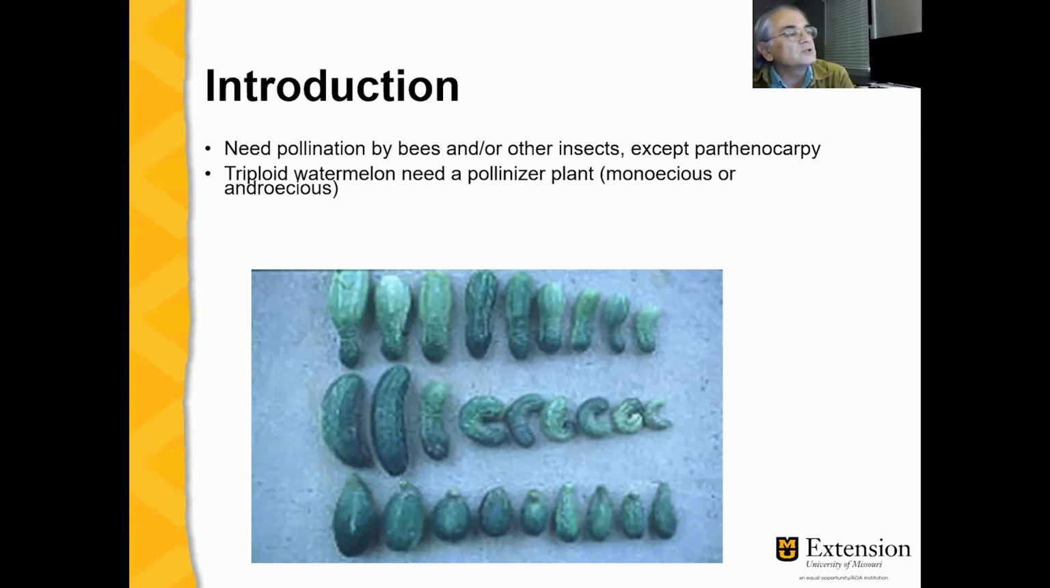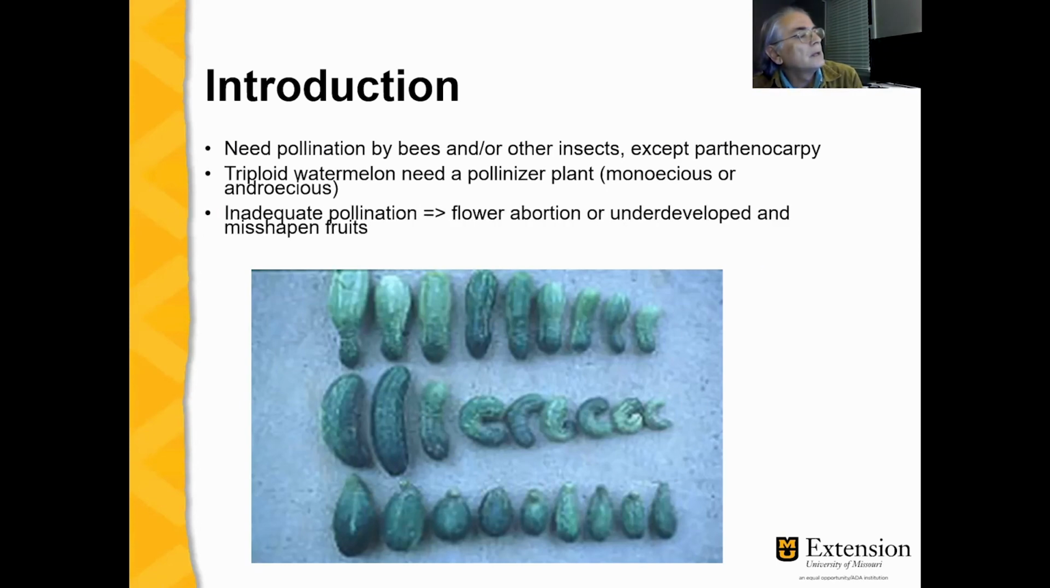Yes. And the triploid watermelons in general are monoecious, but they cannot pollinate themselves because in the triploid the pollen is not fertile, it's not good. That's why they need a pollinator. And here again, what I said before, inadequate pollination will induce flower abortion, underdeveloped fruits, and misshapen fruit.